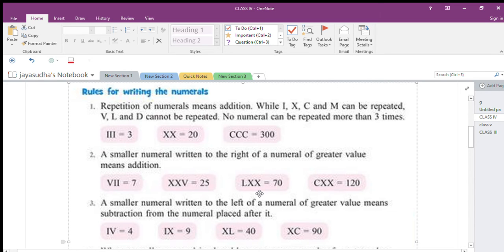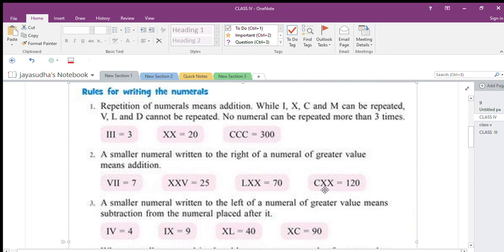Then look here. L is 50, the greater number. After that, smaller numerals mean you have to add. 50 plus X, which is 10, gives 60. One more 10 here: 60 plus 10 is 70. Are you okay? Then move on to the next.